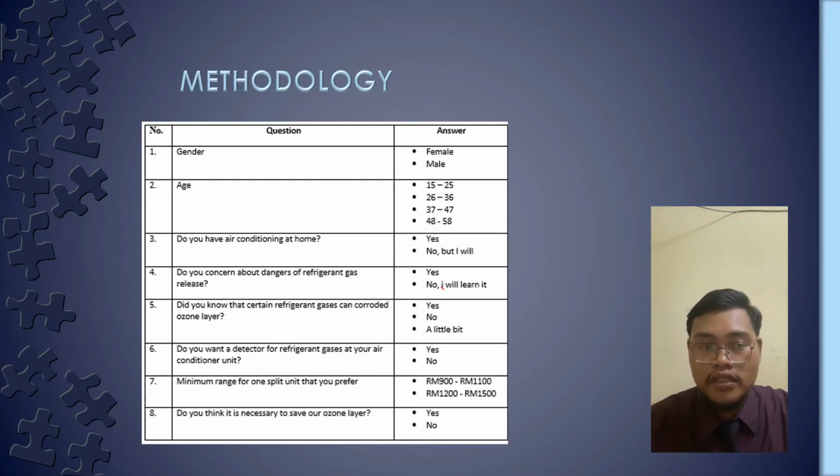do you know that certain refrigerant gases can corrode the ozone layer, do you want a detector for refrigerant gases at your air conditioner unit, then the minimum range for one split unit that you prefer, and then do you think it is necessary to save our ozone layer.